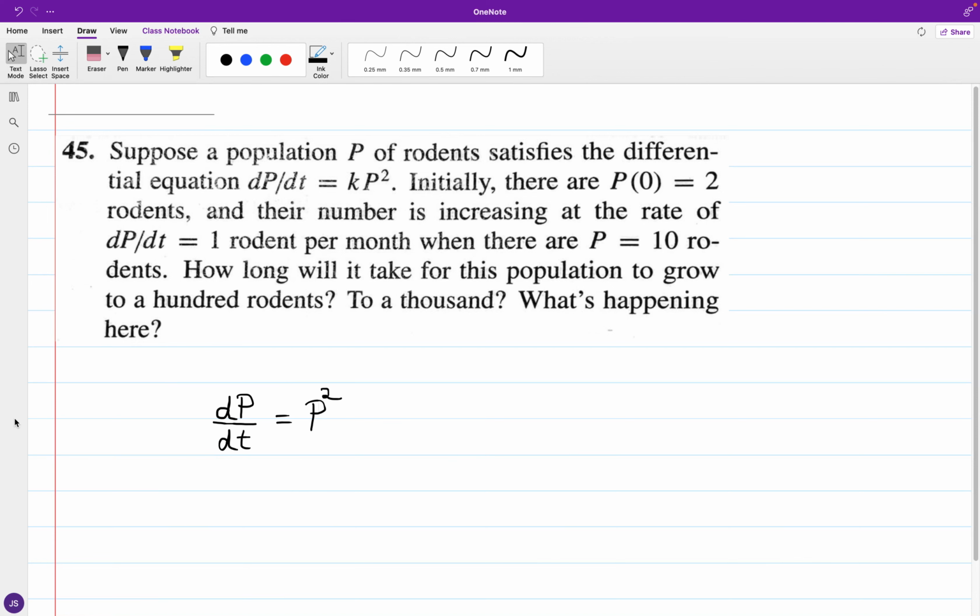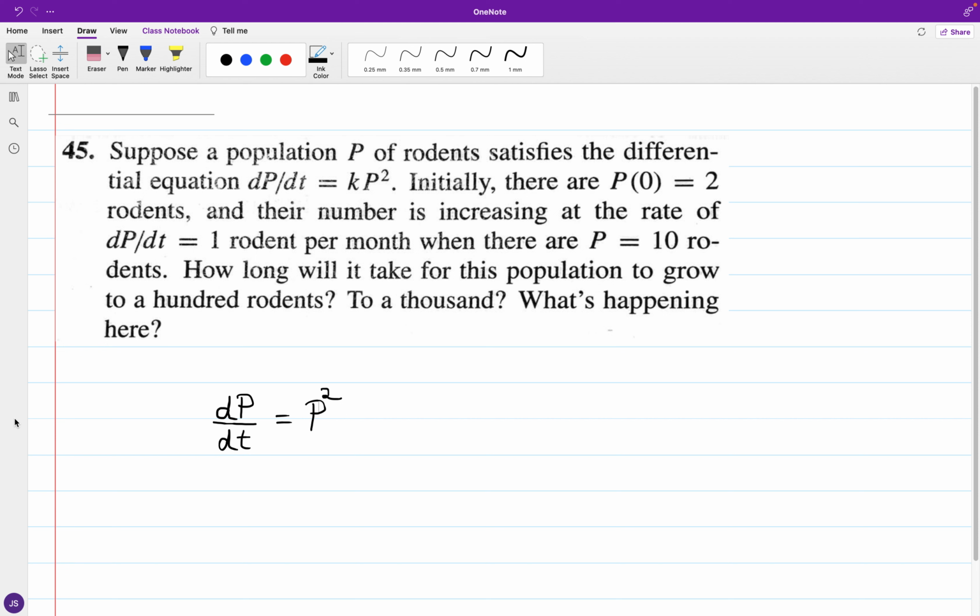Okay, for what we have in the case of number 45, this one has a bit of an added twist to it in terms of trying to determine what is going on. We have posed, supposing a population P of rodents satisfies the differential equation dP over dt, or the change in population with respect to the change in time, is equal to the product of the proportional constant k times the square of the population.